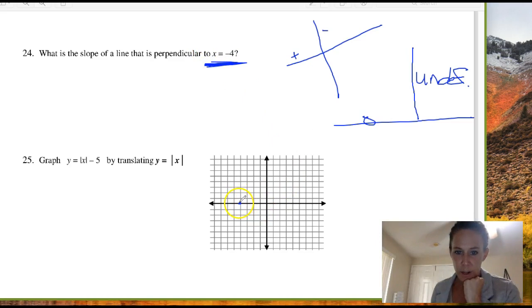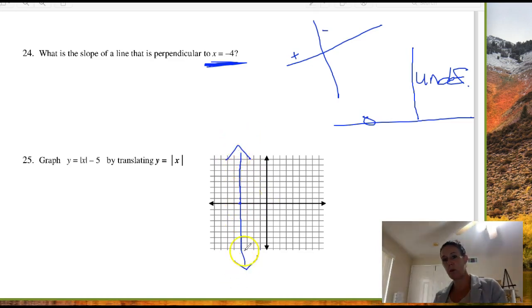X is negative 4 here. Now, I don't care what y is. X is always negative 4. Y could be 1, x is negative 4. Y could be 2, x is negative 4. Y could be 3, x is negative 4. Here's my line right here, x equals negative 4. So this has undefined slope. So the perpendicular, this is tricky, the perpendicular to this would be flat. So the slope would be 0.